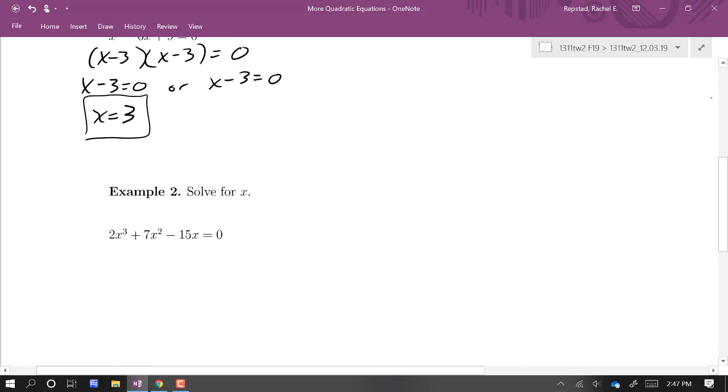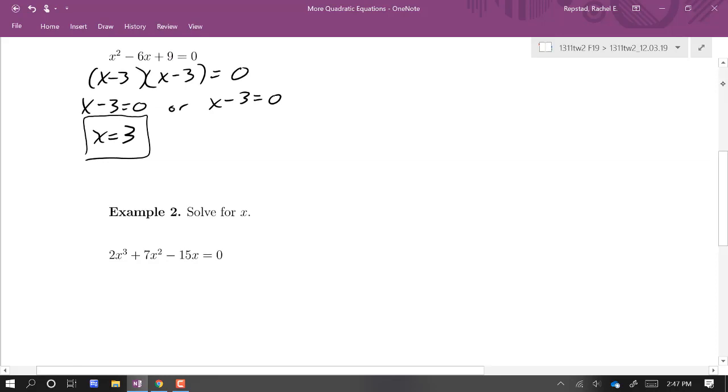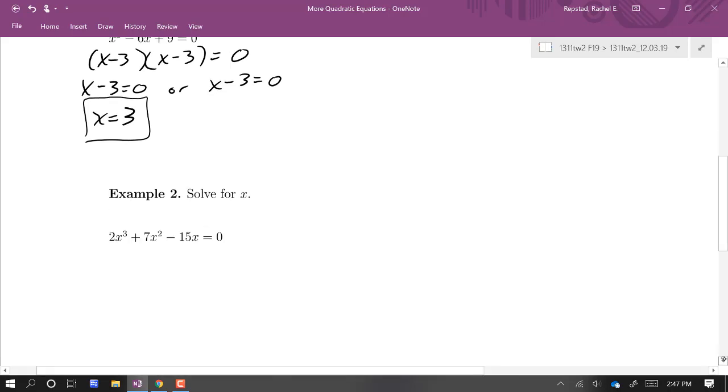In this next one, what do you notice here? It's x cubed. It's not a quadratic, right? For a quadratic, x squared is supposed to be the highest power. Not only is it x cubed, so not a quadratic, but we're not sweating it because every term has a factor of x. So as Austin suggested, let's take out a factor of x.